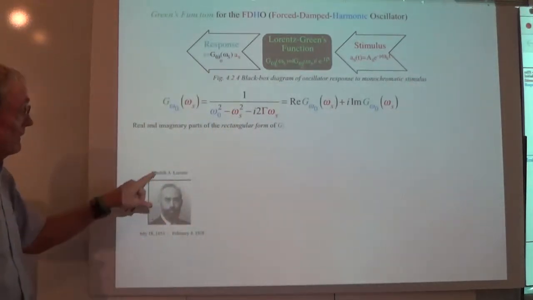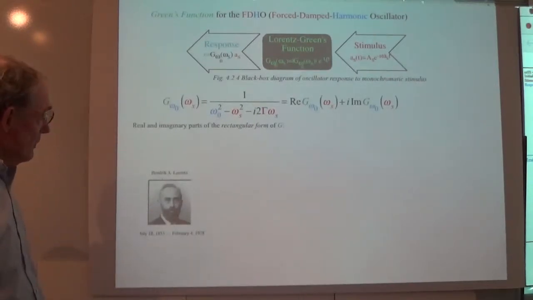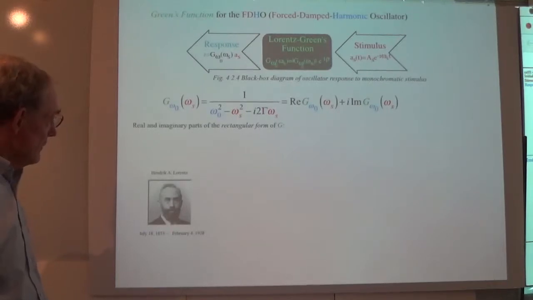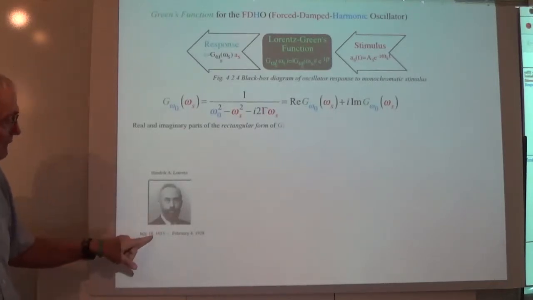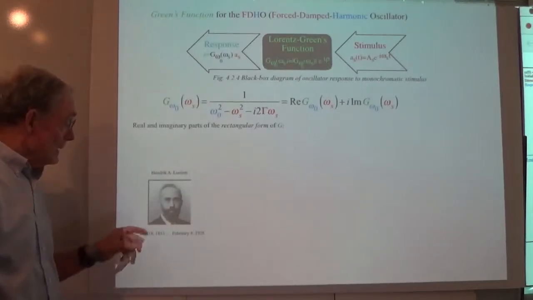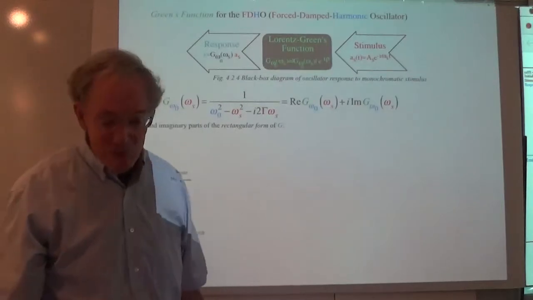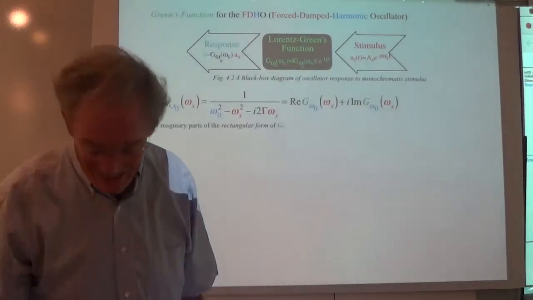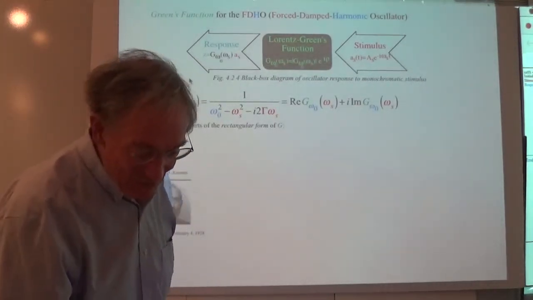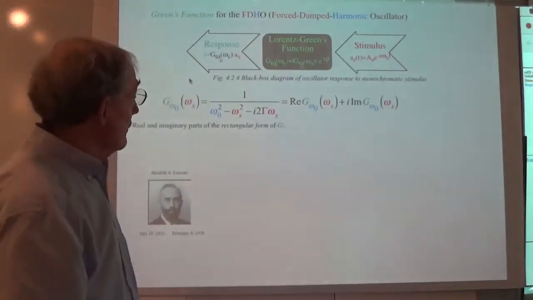By the way, here's a picture I just found of Heinrich Lorentz. I'm exactly 90 years older than he is. It's my birthday right here, and 43 was my year. He's 53. It's a way for me to remember his birthday. But as I get along in my age, it's harder and harder to remember those kinds of little things.